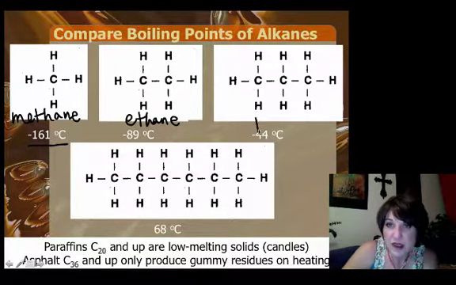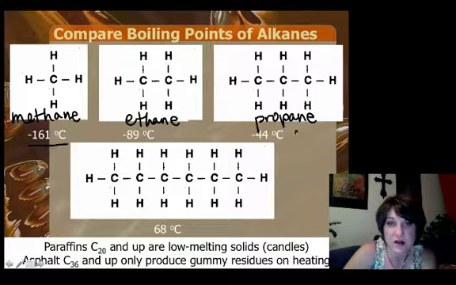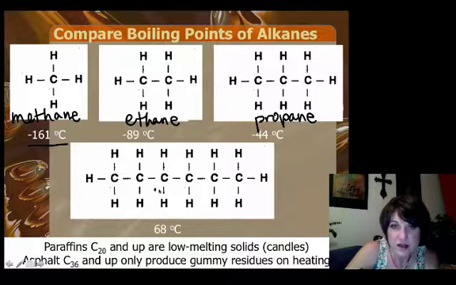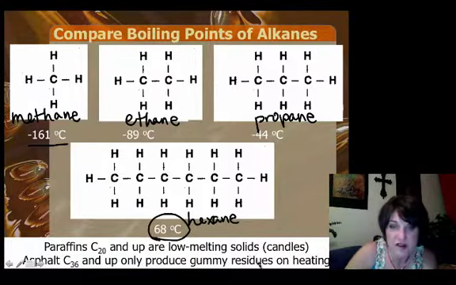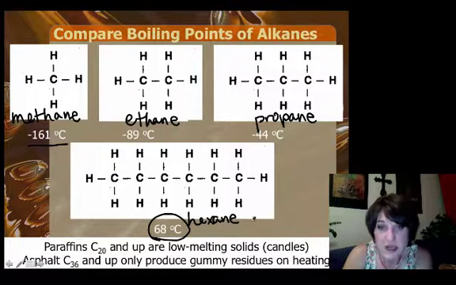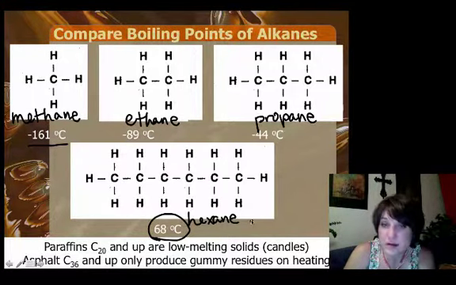And then propane boils at negative 44 degrees Celsius. So as we get bigger, the boiling point increases and increases and increases. Finally, I've shown hexane here. Normal hexane in a straight chain has a boiling point of 68 degrees Celsius. So at room temperature, hexane would be liquid, right?